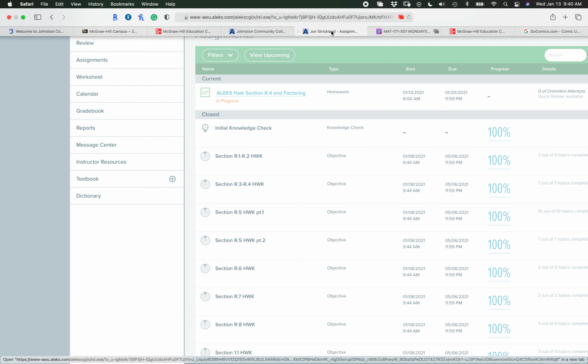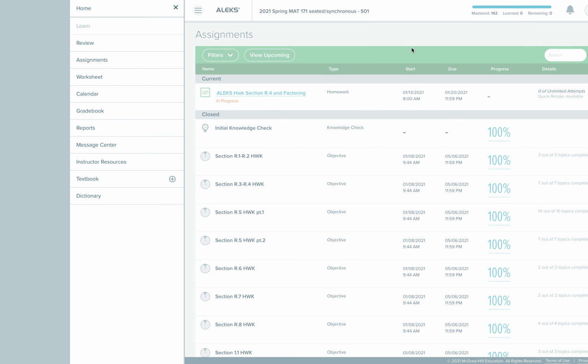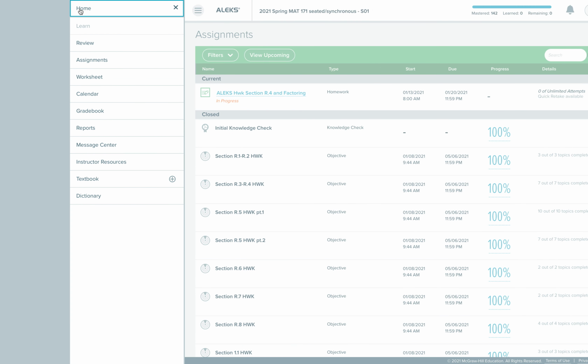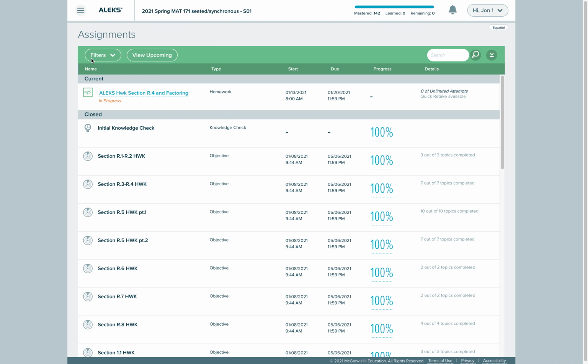Once again, to access it, you have the 3 bars, then assignments, and if it says homework, that means that is an item that has to be tended to. So you have section R4 in factoring. That is due today, and the deadline is next week, 1 week from today at 11:59 p.m.